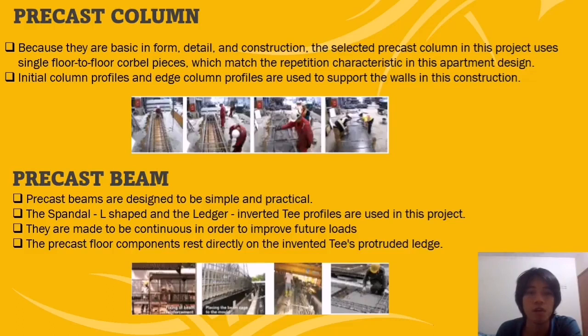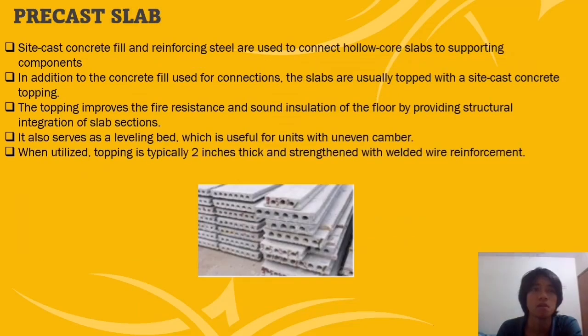The precast floor component rests directly on the inverted T protruded ledge. The next component of IBS used in this project is the precast slab. Cast concrete fill and reinforcing steel are used to connect hollow core slabs to supporting components.